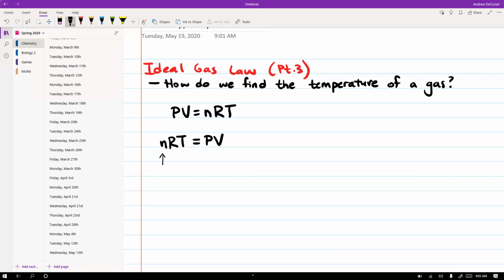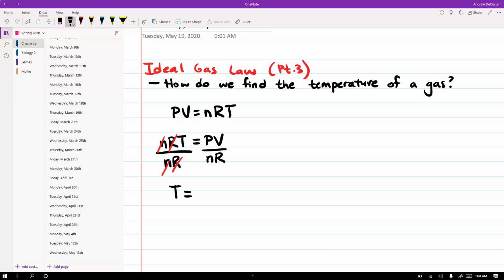And in order to get rid of the N and the R, we have to do the opposite of what's currently being done to them. And right now they're being multiplied together, N times R times T. So to get rid of N and R, we have to do the opposite of multiplication, which is division. So we have to divide this side by N and R. So we're taking N times R times T and we're dividing by N times R. And that's going to cancel N and R from the left side. But remember, whatever you do to one side of an equation, you have to do to the other. So we're going to divide the right side by N times R. And that's how we get T by itself.